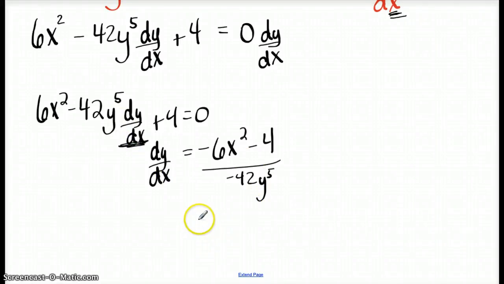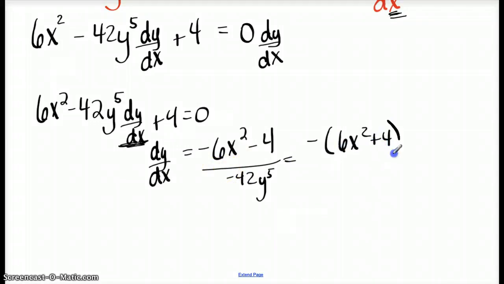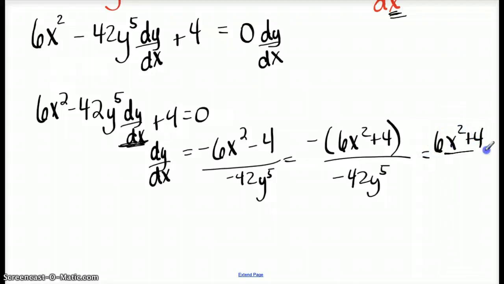And that's it. Can you get rid of all the negatives? You can. Factor out a negative 1. Yeah. You can factor out a negative 1, and that would go away. Did I do that correctly? Yep. But there is the reason why. Any questions?